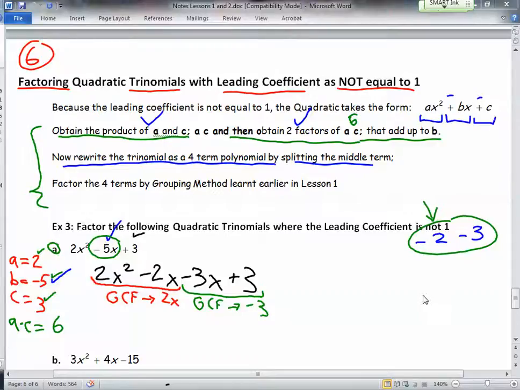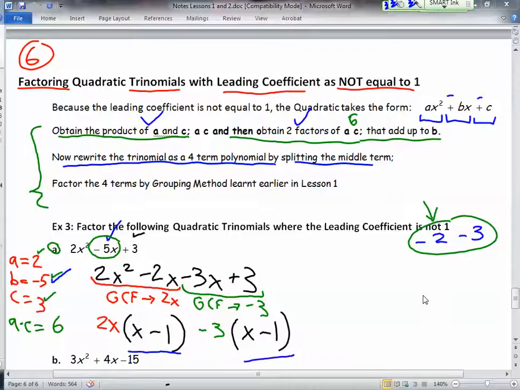And so now I can rewrite this first pair as 2x times x minus 1. And my second pair is going to be rewritten after I take out a -3. I'm going to have -3 times x minus 1. And I know this is going to be good because I have the same factor here as here. They're both x minus 1s. Okay, and that's what I'm looking for.